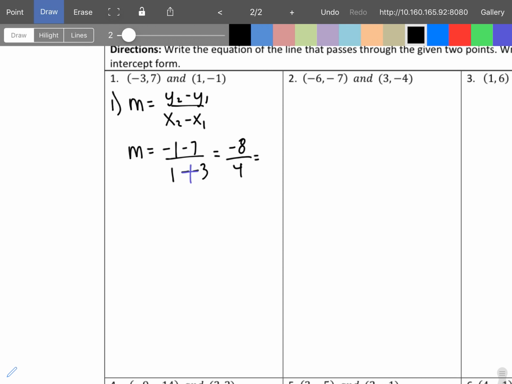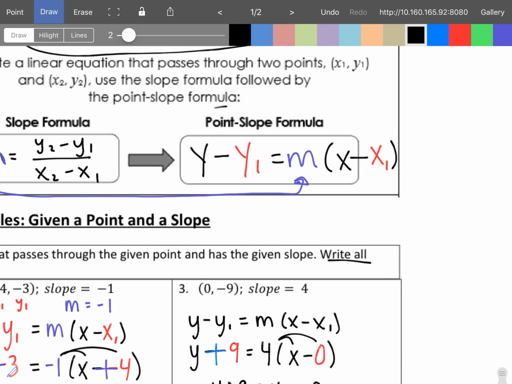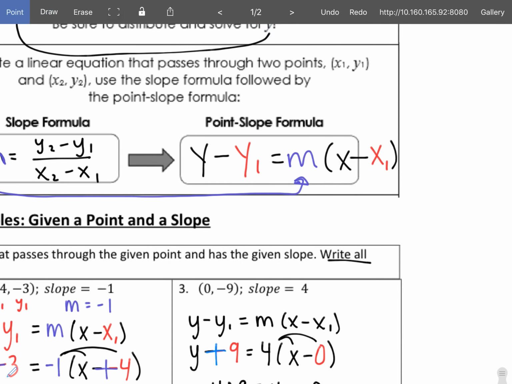You have a bigger number on top, so you're going to make it a whole number. -8 divided by 4 is a -2. So I just found out my slope is -2. That's my first step. My second step is to do the point slope formula. So this is what we're going to plug it into now.